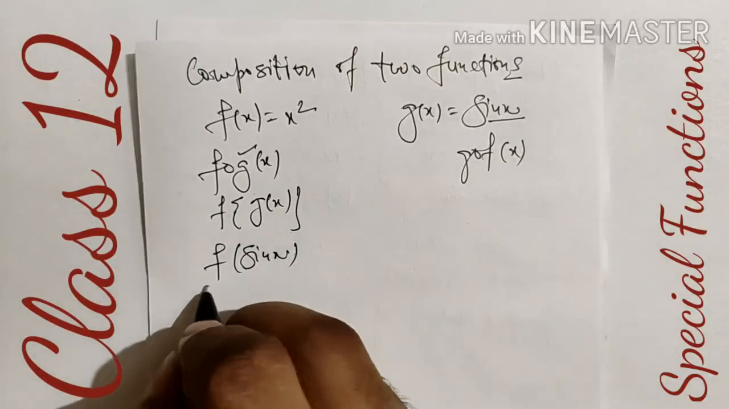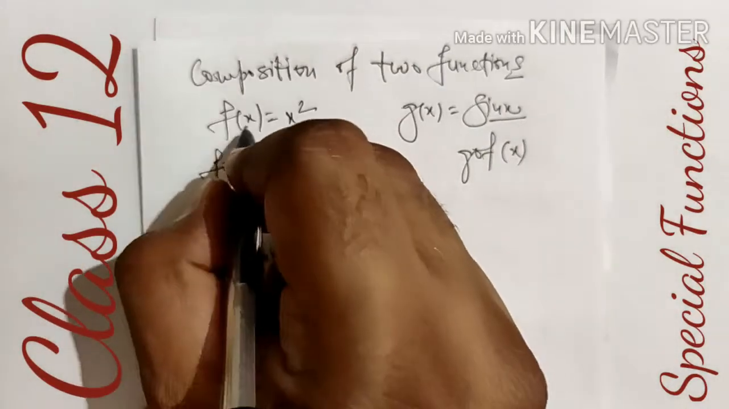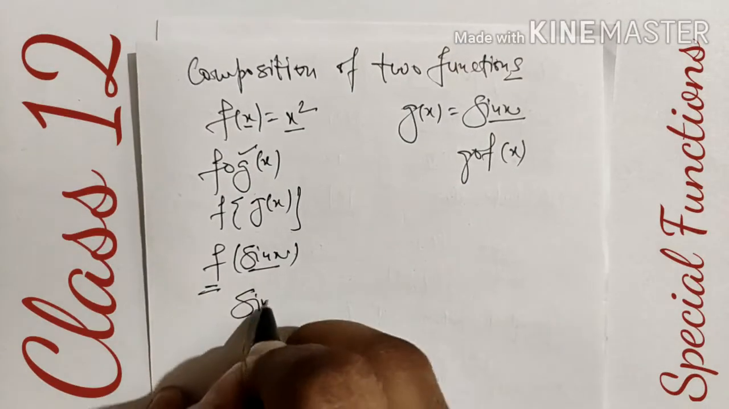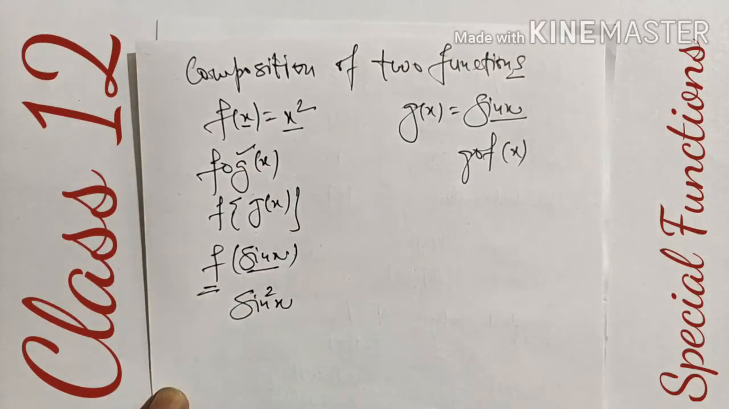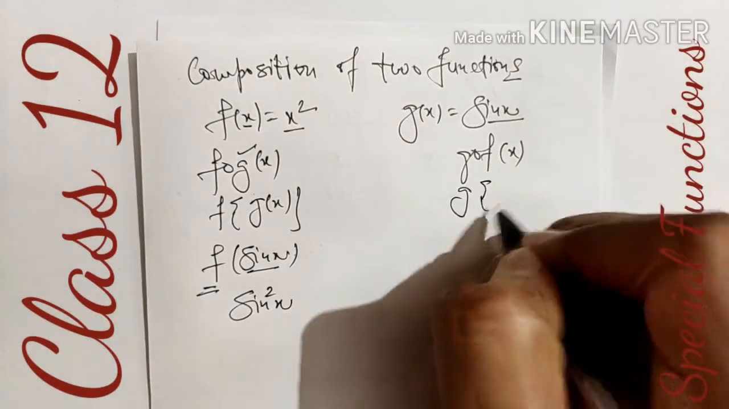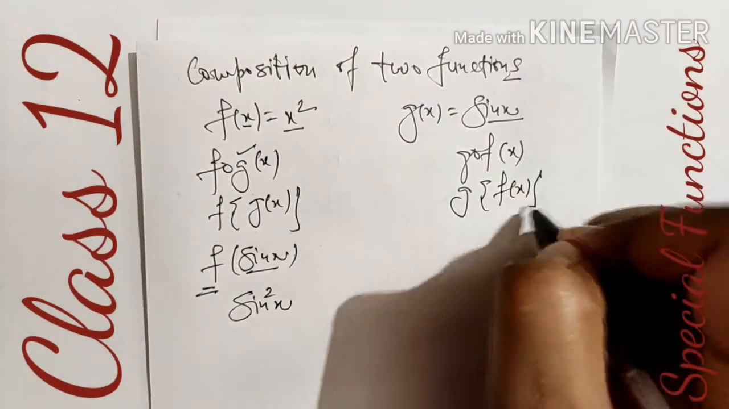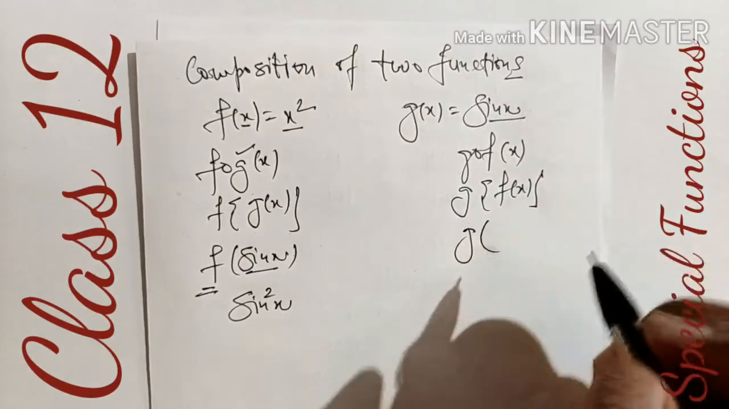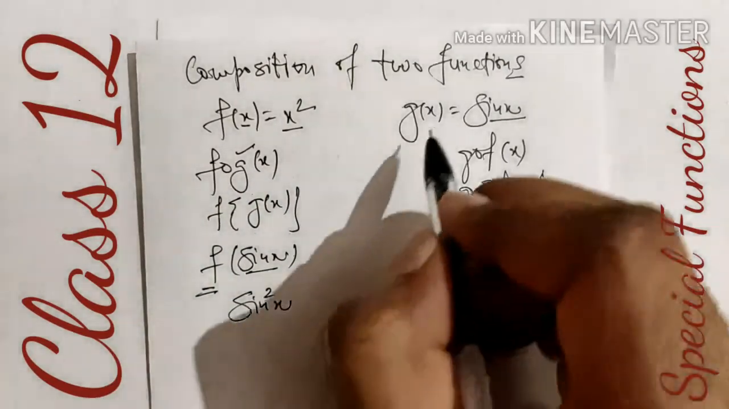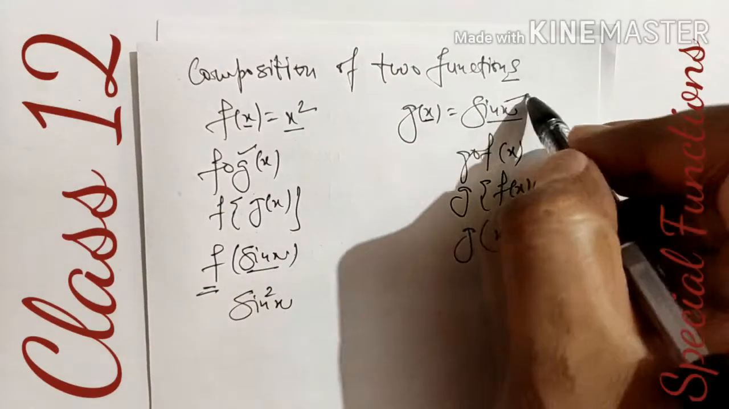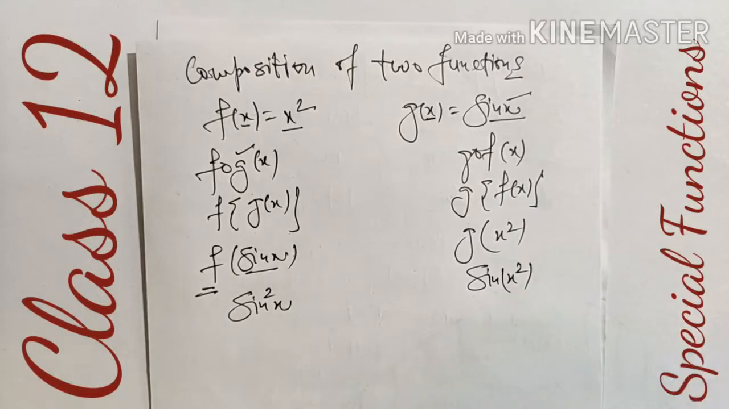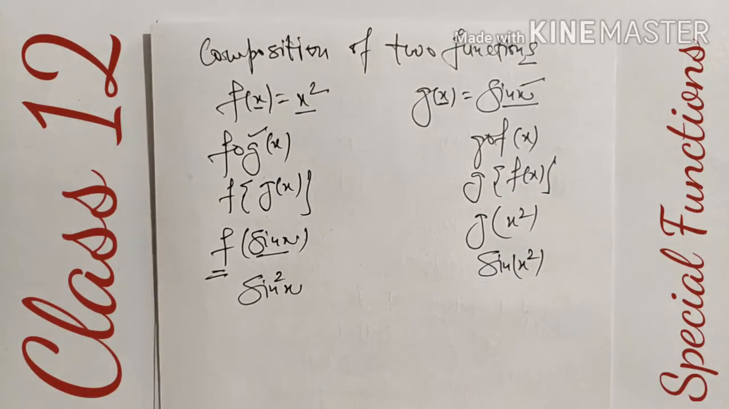Now it is the turn of the f function. The function is given such that the input becomes the square of the input. The input is sine x, so it becomes the square of sine x, which means sine square x. In the other case, g is outside and f of x is inside. The value of f of x is x square. Now g's input becomes the angle, so here the angle becomes x square. These are the two types of composition.